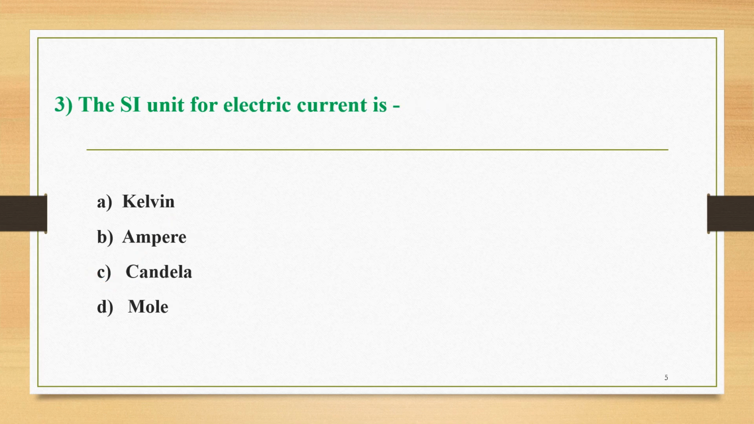The next question, number 3: the SI unit for electric current is, and the four options are A is Kelvin, B is ampere, C is candela and D is mole. The correct option among these four is option B, that is the unit is ampere.